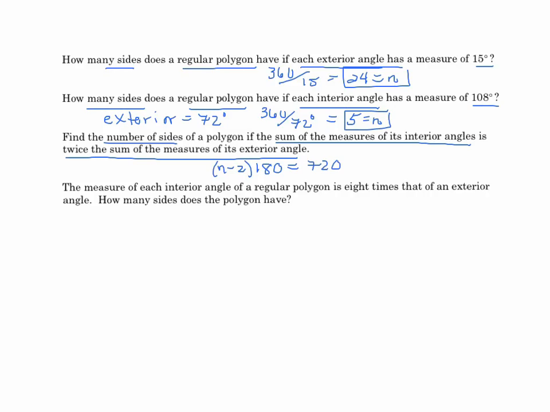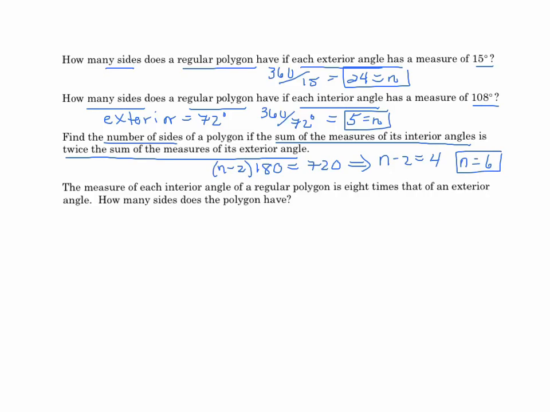If we solve this equation, I would first divide by 180 and get n minus 2 equals, and then 720 divided by 180 is 4. So that means that n must be 6. So we must be talking about a hexagon in this problem. And now let's look at the last problem.